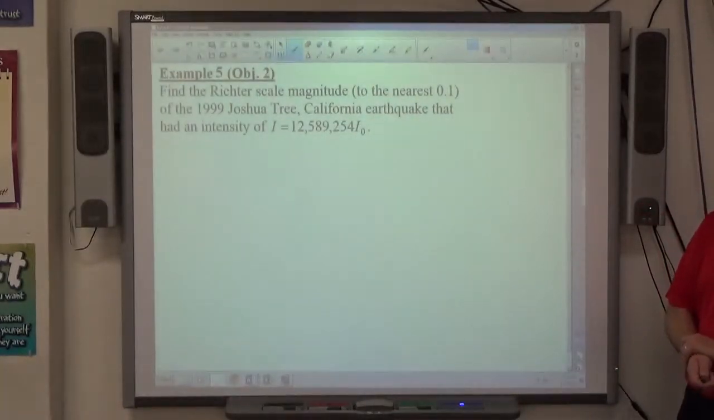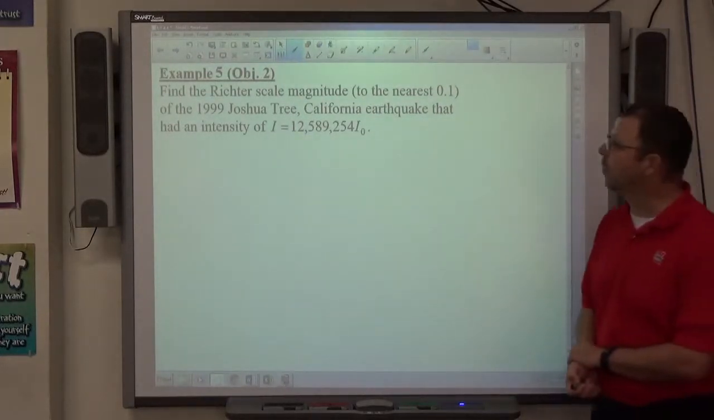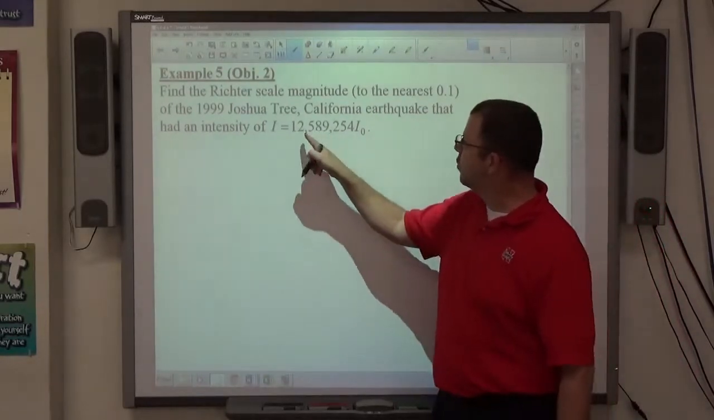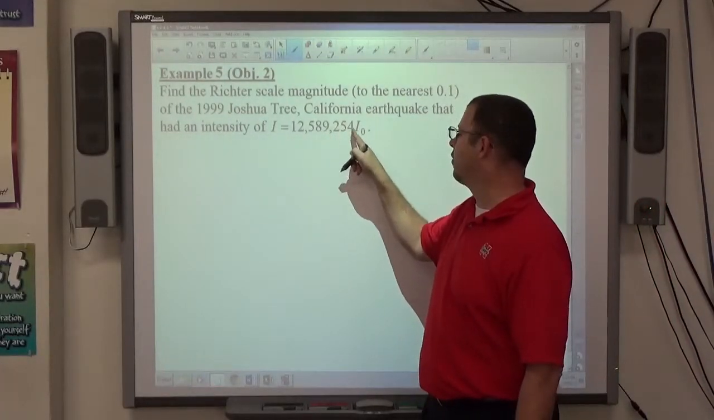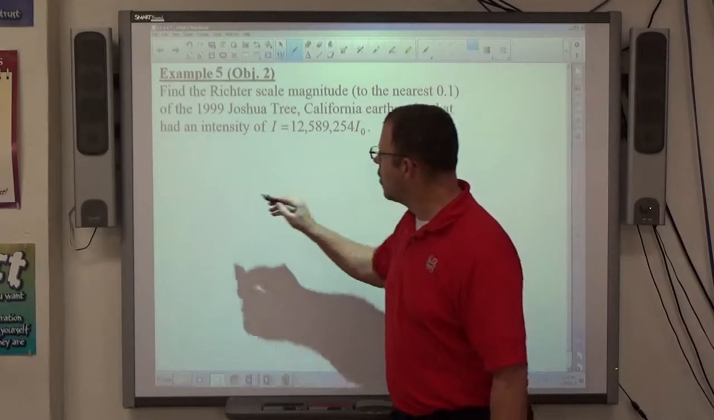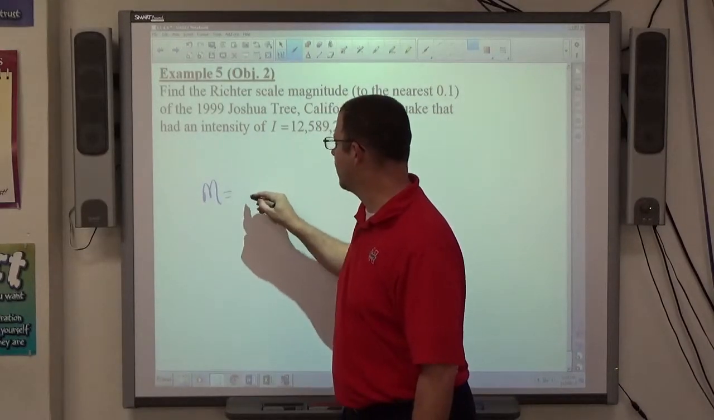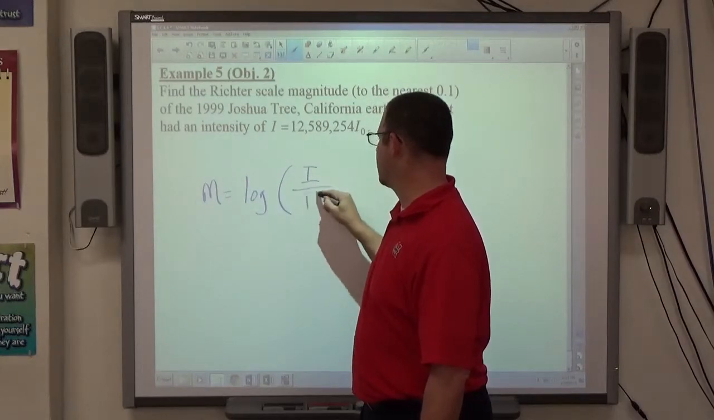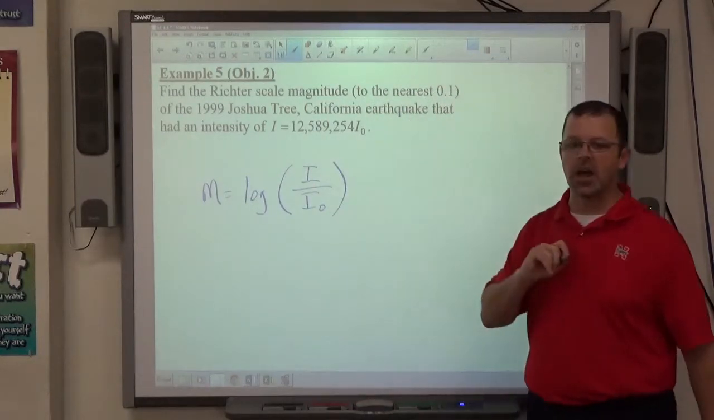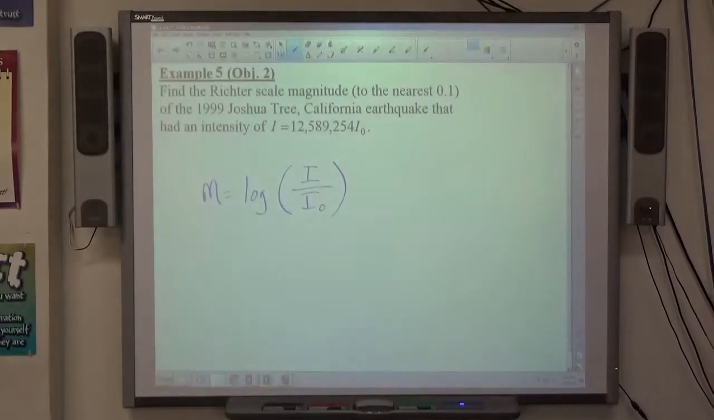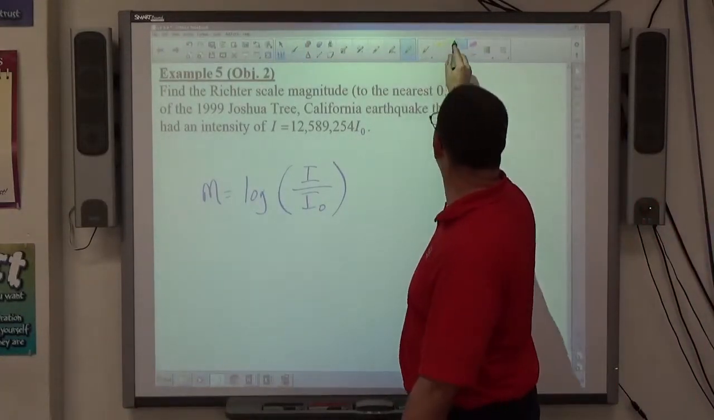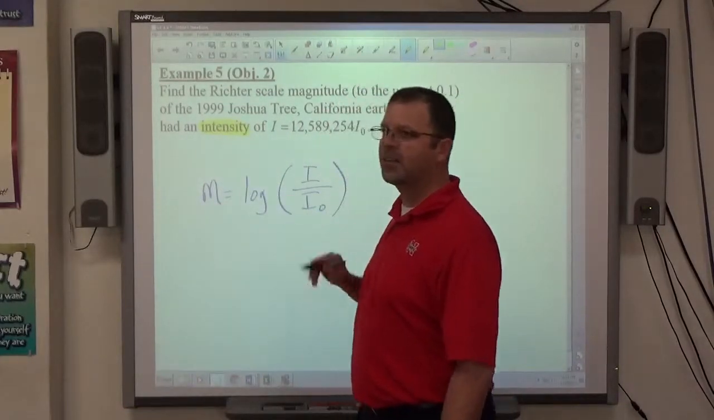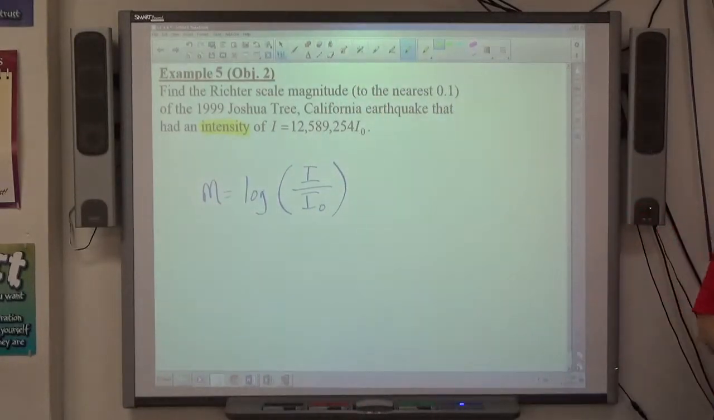So, find the Richter scale magnitude of the nearest tenth of the 1999 Joshua Tree, California earthquake that had an intensity of 12,589,254 times I sub 0. So, we have a magnitude formula which says magnitude of the earthquake equals log base 10 of I over I sub 0. That's the formula every single time we're given intensity. Anytime you see the word intensity in the problem and it's involving earthquakes, it's that kind of a problem. Every time.